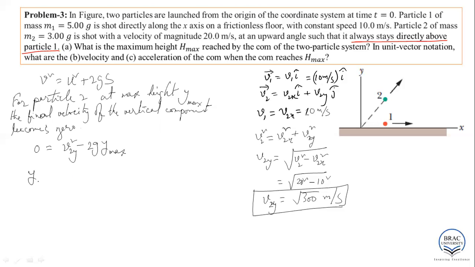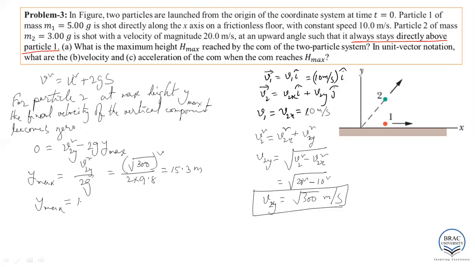So what is y max? y max is equal to v2y square divided by 2g. So it is 300 divided by 2 into 9.8, which is equal to 15.3 meter. So y max, the maximum height attained by particle 2 only, is 15.3 meter, but this is not actually the maximum height attained by the center of mass of particles 1 and 2.